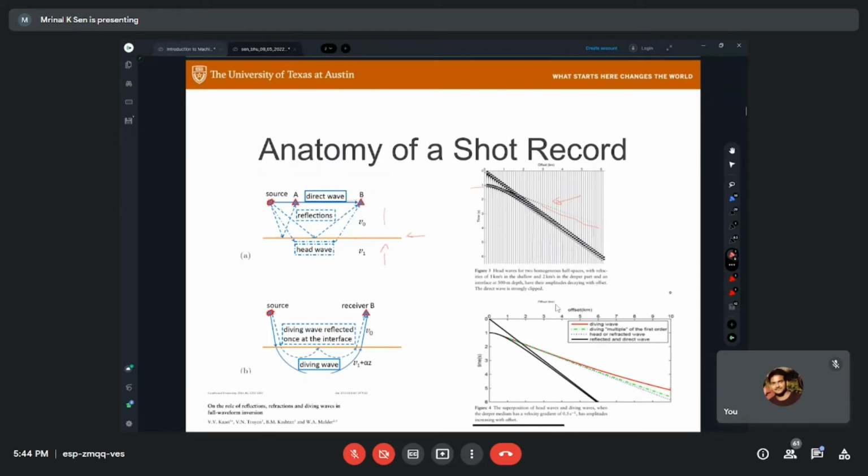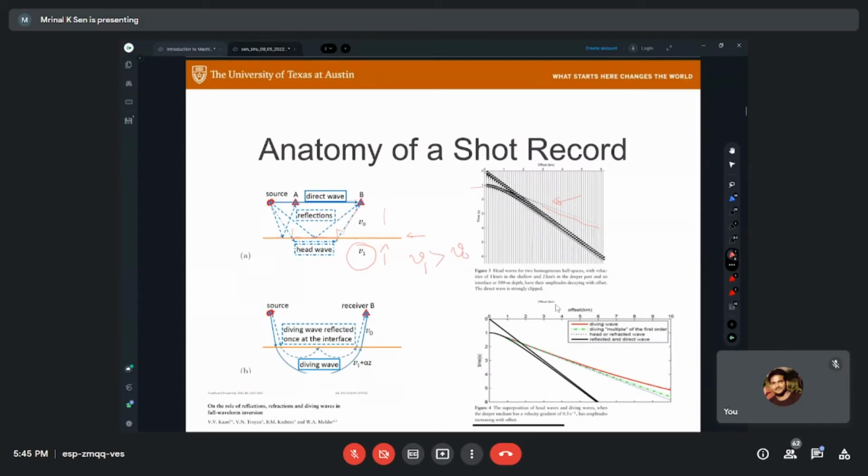Those are called head waves or refracted waves. So when the ray reaches the critical angle, there is a ray that goes along the interface and then comes back up. This angle is the critical angle here, and that propagates with the velocity of the lower interface. Here we assume that V1 is greater than V0. If V1 is less than V0, you will not see a head wave.